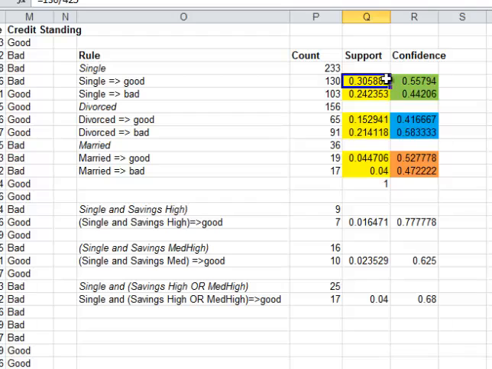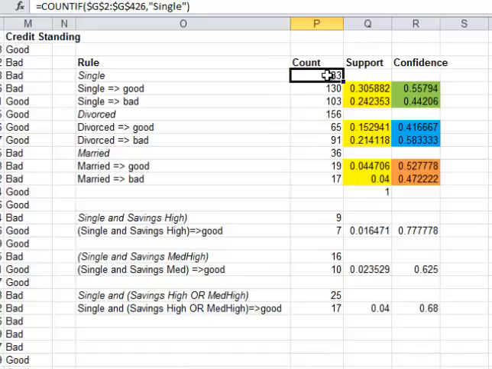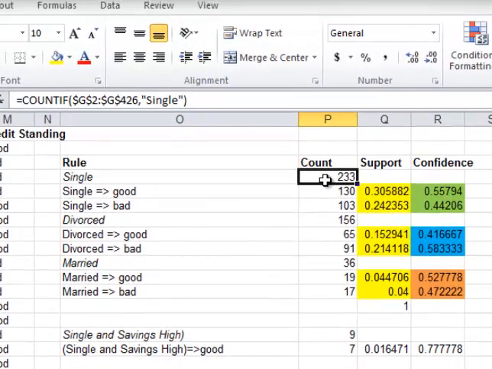So for example, I can run a simple Excel formula, a COUNTIF, and I can say, out of my 425 records, tell me how many of them have a marital status that is single. Well, that turned out to be 223 times. That's just of the 425 records, how many of the 425 have a marital status of single?